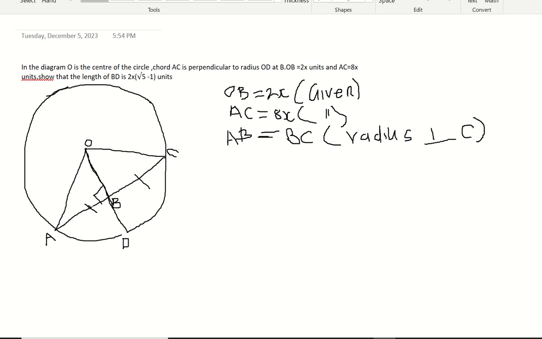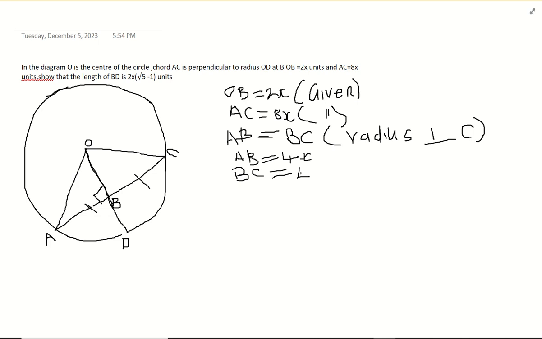Then if AB is equal to BC, and we know that AC from A to C is equal to 8x, we're going to divide 8 by 2, which means that AB is equal to 4x, and also BC will also be equal to 4x.